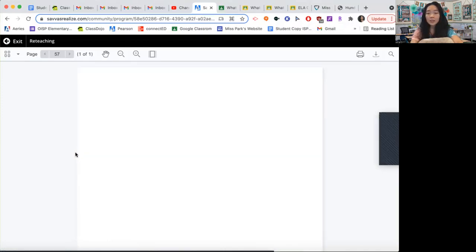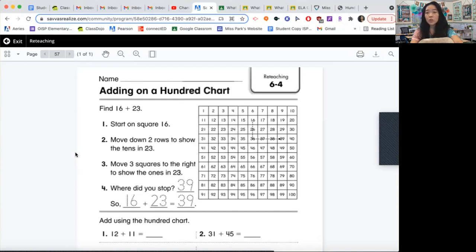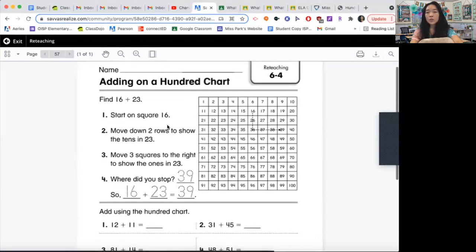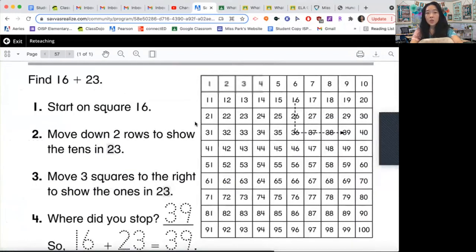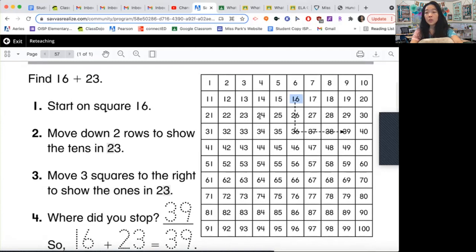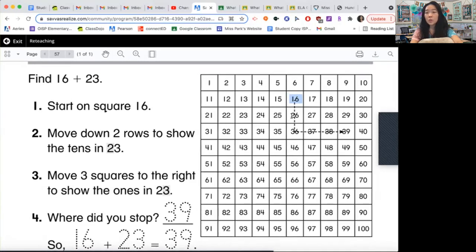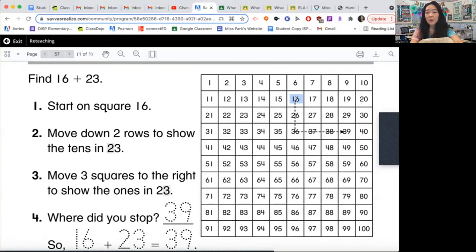All right, we're going to be using our hundreds chart to do our math today, okay? So we are going to find 16 plus 23. Start on square 16. So here we are on square 16, right? Move down 2 rows, because 2 rows, you would be counting down by tens, like 10, 20, 30, 40, 50. So moving 2 rows would be counting on by tens. So you're moving 2 rows to show the tens in 23. 1, 2. You would end up at 36.